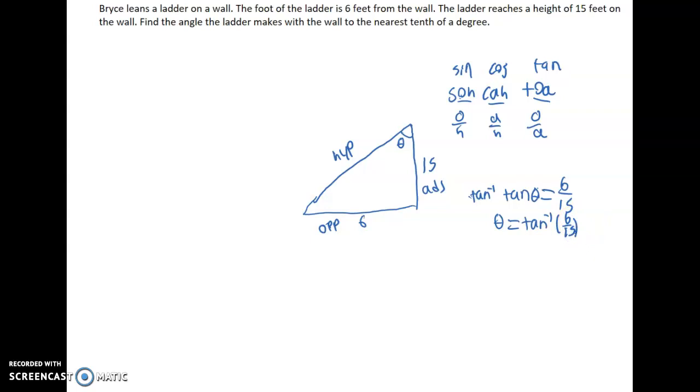And when we calculate that, we will get roughly theta equals 21.801. And because we need to find the angle the ladder makes with the wall to the nearest tenth of a degree, we can round that to theta equals 21.8 degrees. And that's your answer.